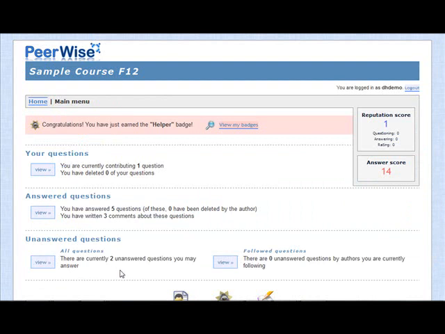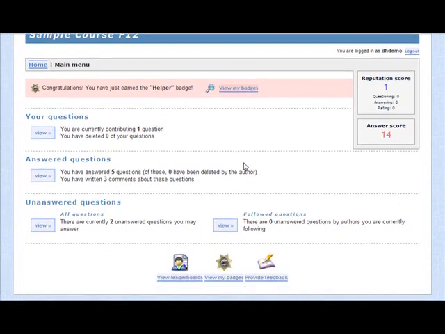So again, back at your home page, you can see that now you've answered 5 questions. You've written 3 comments about these questions. Your answer score has gone up. Reputation score hasn't really changed because it's not based on what you do. It's based on how others value what you do. So that's a quick run through of how to answer questions in PeerWise and how to use all the various features to improve your degree of active learning.